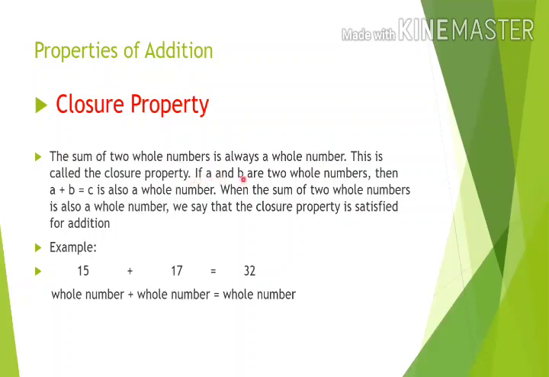Suppose A and B are two whole numbers, then A plus B is equal to C, which is also a whole number. For example, 15 plus 17 is equal to 32. Here 15 is a whole number, 17 is another whole number, and their sum 32 is also a whole number.